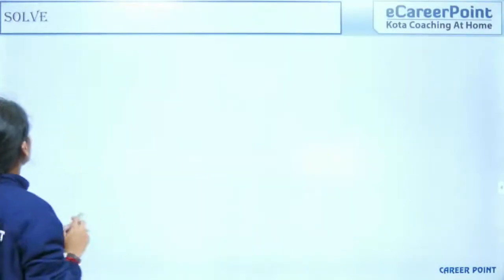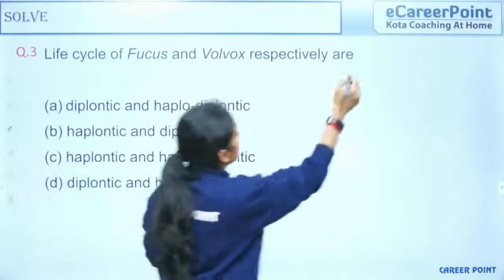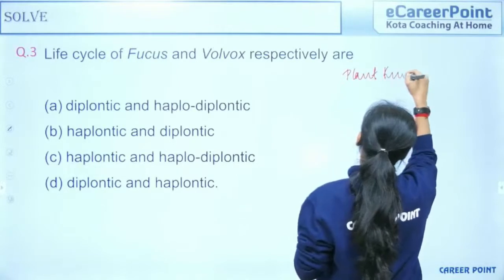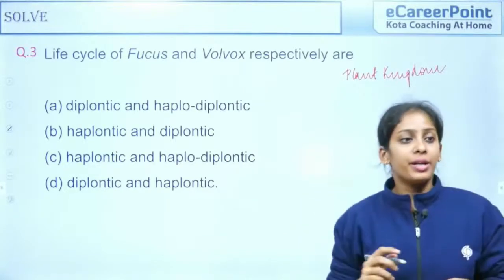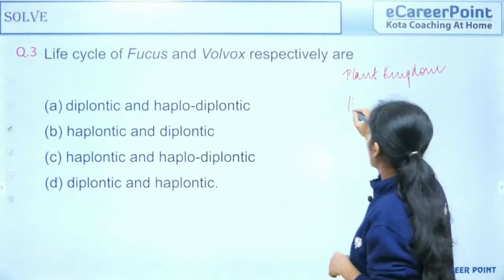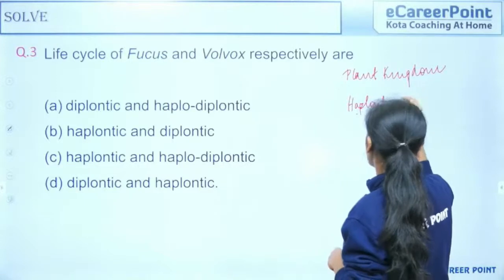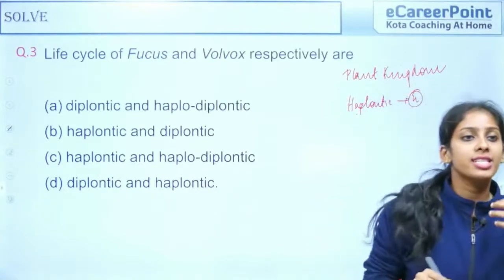Alright, so here we go to question number 3. Life cycle of Fucus and Volvox respectively are. So this life cycle comes in the chapter Plant Kingdom. So you have haplontic life cycle and diplontic life cycle. Haplontic life cycle means the haploid phase is the dominant phase. The plant body itself is haploid.